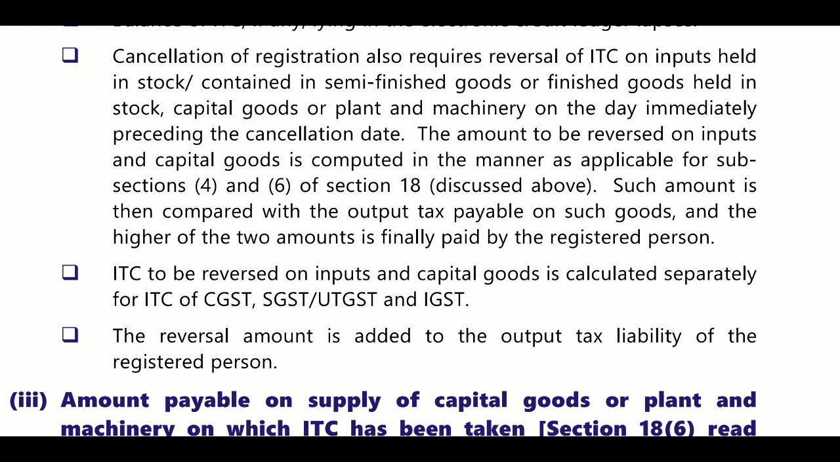If the invoices exist, go through with the invoice. If the invoice does not exist, then it will be certified by the CA or cost accountant using the market rate. In case of capital goods, reversal is on a pro rata basis pertaining to the remaining useful life, taking useful life as 5 years. ITC reversal on inputs will be calculated separately for ITC of CGST, SGST, UTGST and IGST, and the reversal amount is added to the output tax liability of the registered person. Here, whichever amount you want to reverse, that amount will be added to the output tax liability.